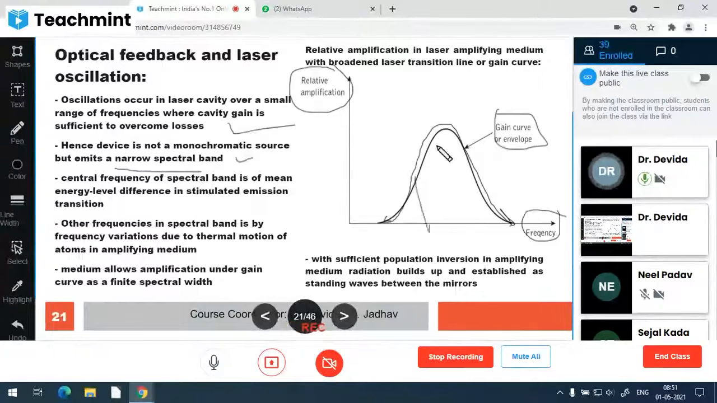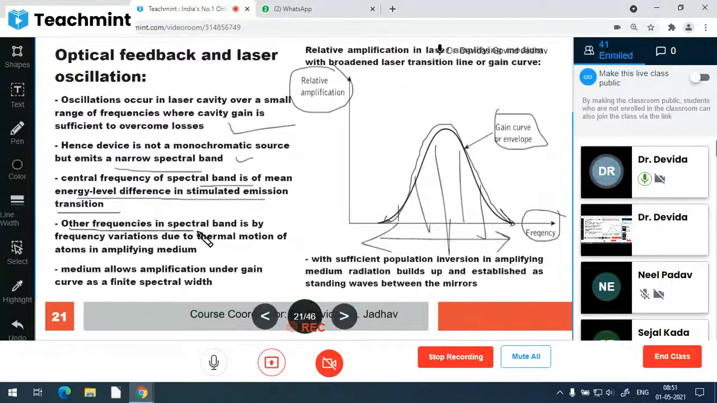So these are some frequencies. So this is a narrow spectral bandwidth, isn't it? So a few 10, 20 or 100 frequencies are emitted. So this is a very narrow spectral band. The central frequency of the spectral band is a mean of the energy level difference in the stimulated emission transition. So we have seen this discussed in previous lectures. So we are very quickly going through.